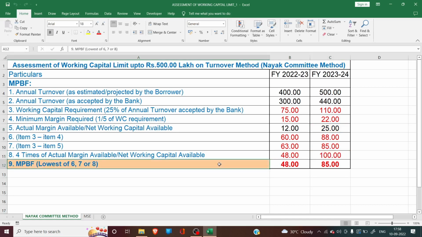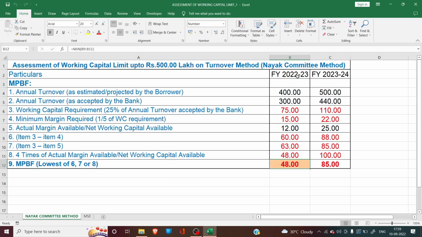Now what would be our MPBF? MPBF would be the lowest of these three, that is MPBF under ideal situation, MPBF on the basis of margin availability, and then MPBF if margin available is lower than the required margin. So the MPBF would be the lowest of all three.